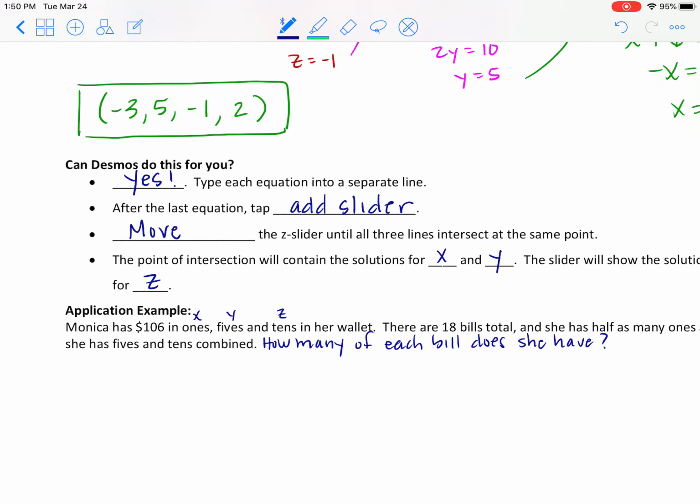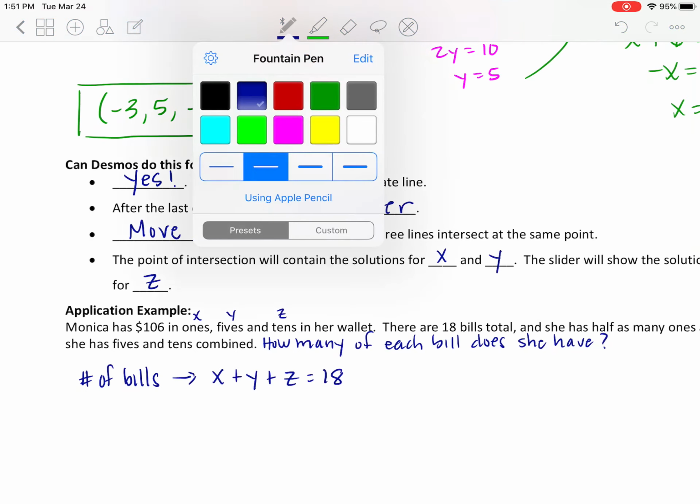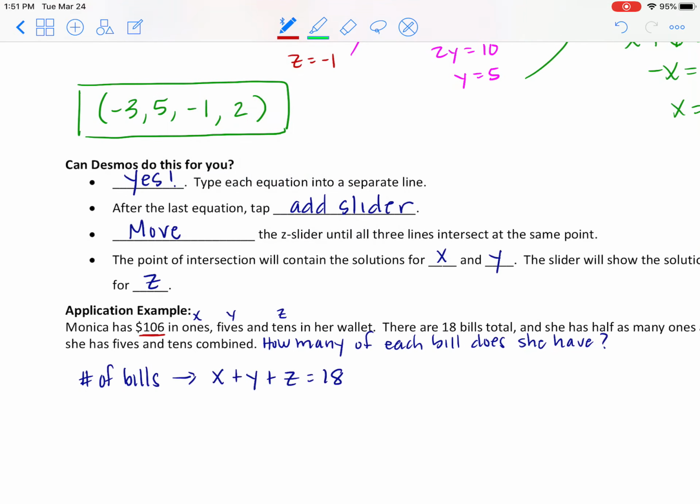But I know there are 18 bills total. So my first equation is going to be for the number of bills. I don't know how many ones, how many fives, how many tens, but there are 18 bills altogether. And then the next equation is going to be for this total value here. Let me underline this one in blue. There were 18 bills. Okay, total value is $106. So a second equation for the value, or like the price per bill. So it's $1 for every x, plus $5 for every y, plus $10 for every z, for a total of $106.